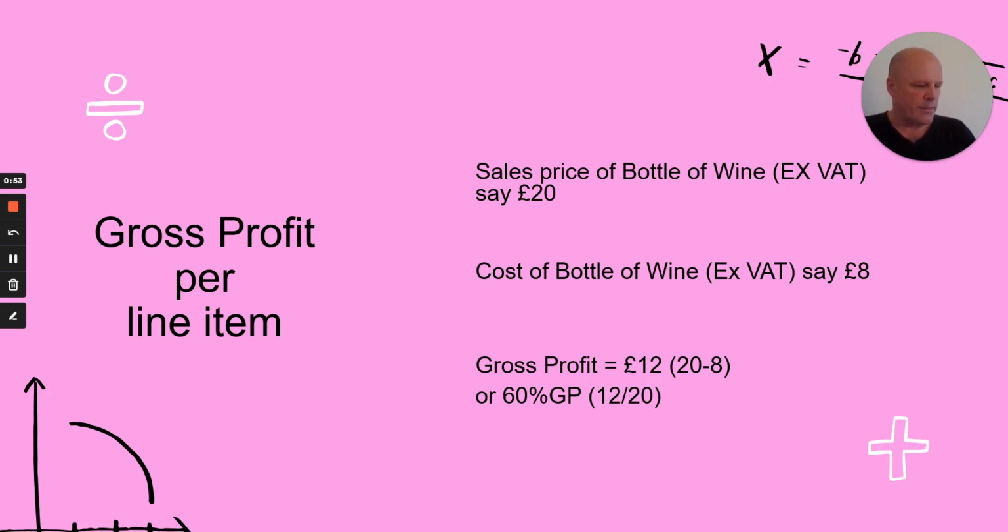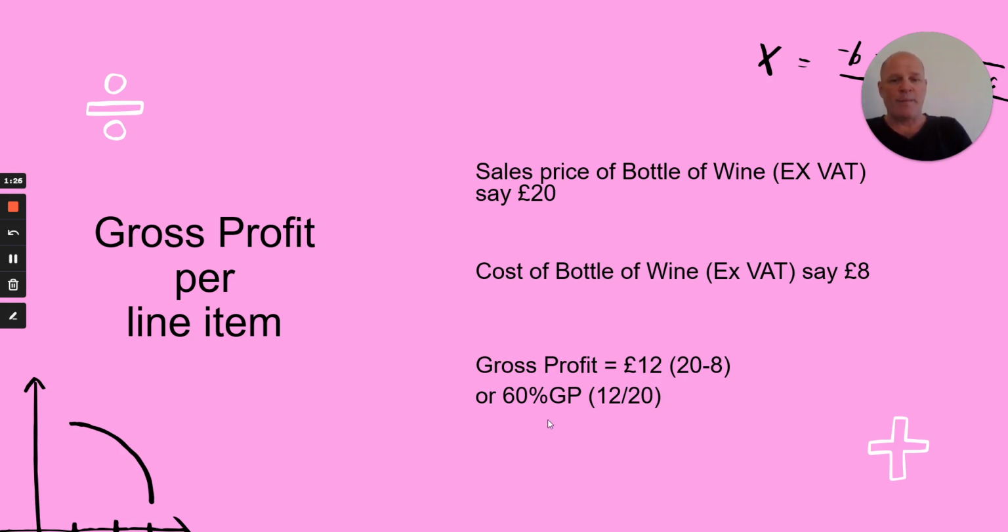If you get your calculator, divide 24 by 1.2, that will give you the net price without VAT. You then go to your supplier invoices, which should always quote the ex-VAT price anyway, and you find out the cost of that bottle of wine is £8. To get the gross profit, you would take the sales price less the cost of sales price, so 20 minus 8, and it will give you a gross profit of £12.